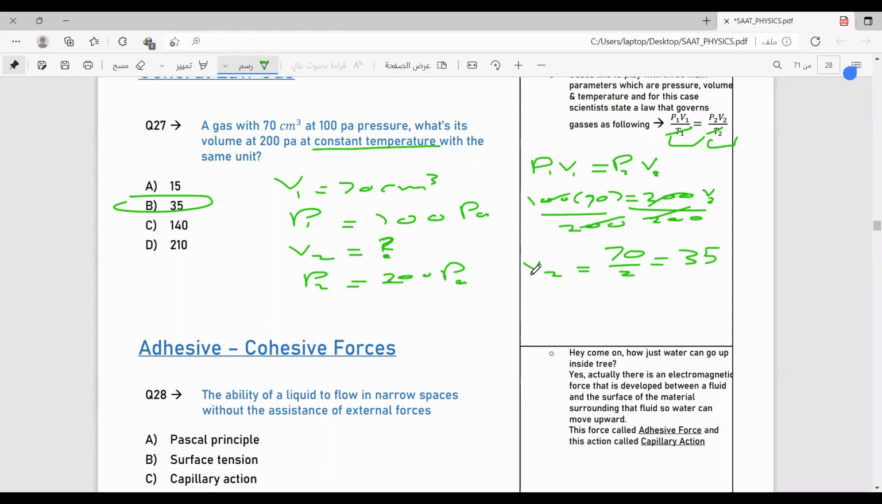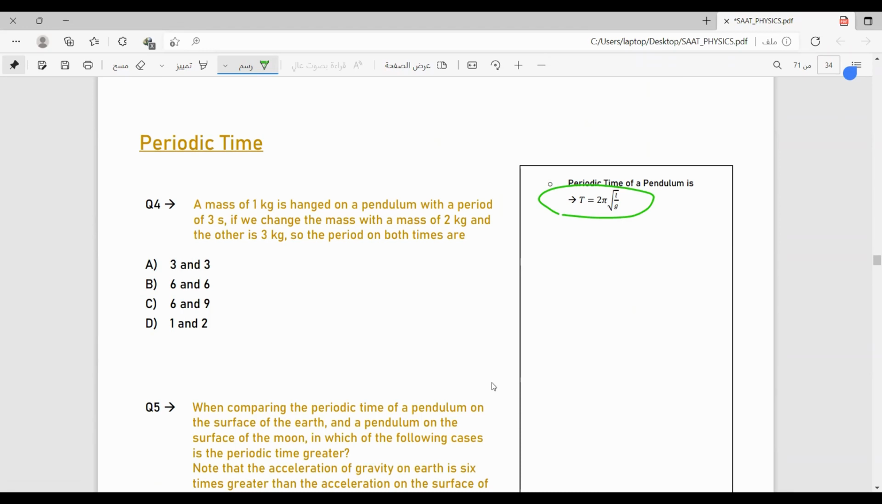That's nice. Now I want from all of you, just from this formula and from this question, I need the answer. Let's just read it. A mass of 1 kg is hanged on a pendulum with a period of 3 seconds.